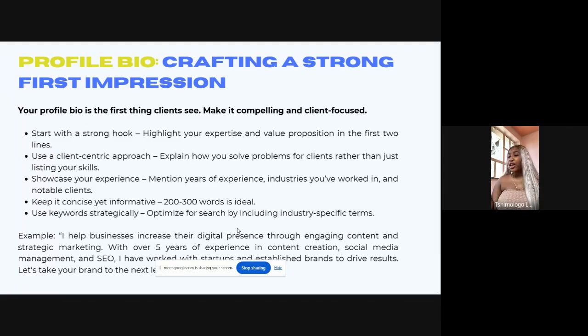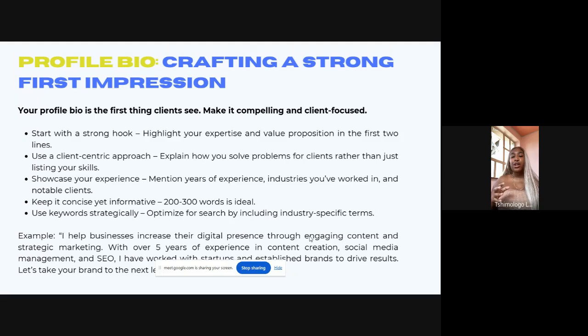Here I have an example that I'm just going to read out, in terms of how you can set up your bio. It says: I help businesses increase their digital presence through engaging content and strategic marketing. With over 5 years of experience in content creation, social media management, and SEO, I've worked with startups and established brands to drive results. Let's take your brand to the next level. Period. It's literally 2 sentences. From that, the client knows what you've done, how many years of experience you have, what your core skills are, and how you can add value to their company.